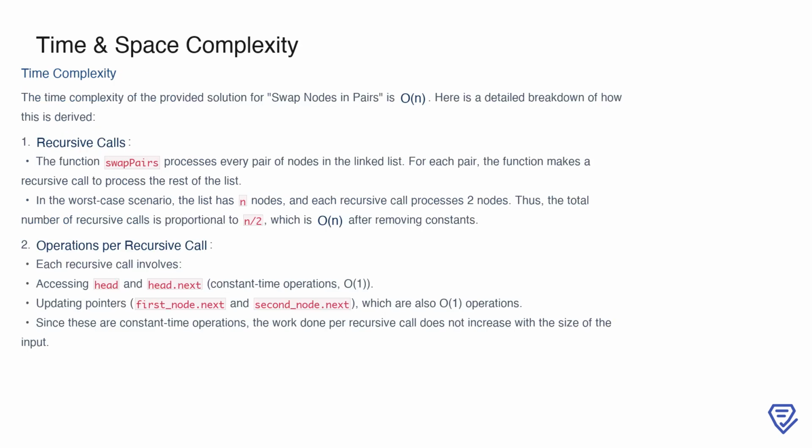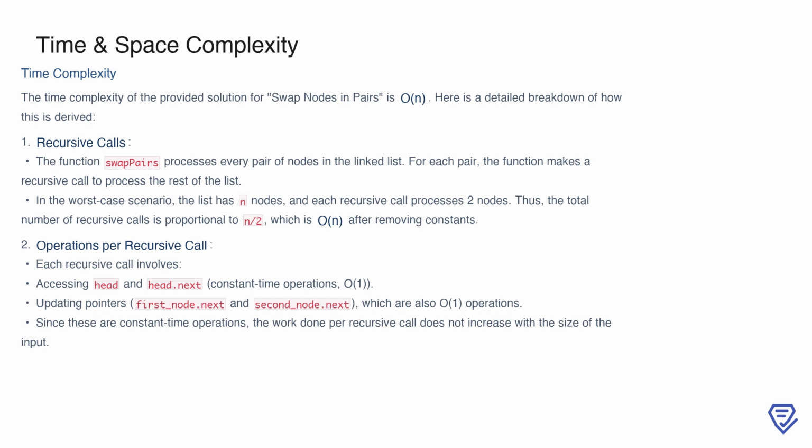The time complexity of our solution for swapping nodes in pairs is O(n). To break this down, let's start with the recursive calls. The swap pairs function is designed to process every pair of nodes in the linked list. For each pair, the function makes a recursive call to handle the rest of the list. In the worst-case scenario, if the list contains n nodes, the function will make approximately n/2 recursive calls, since each call processes 2 nodes. Ignoring constants, this simplifies to O(n).